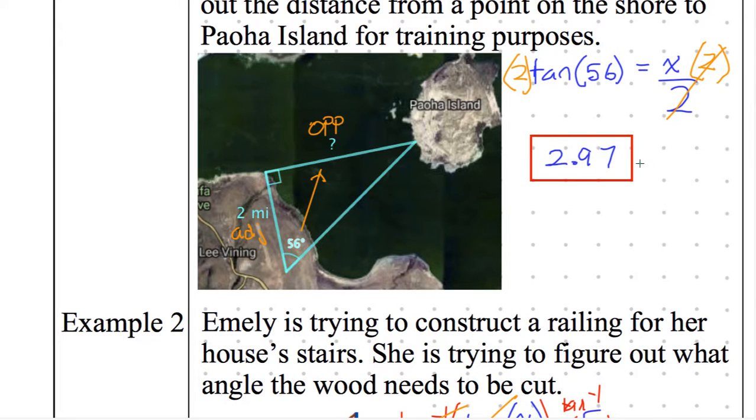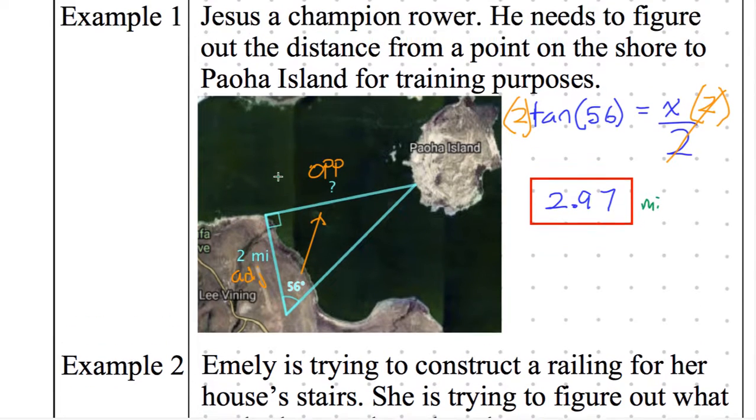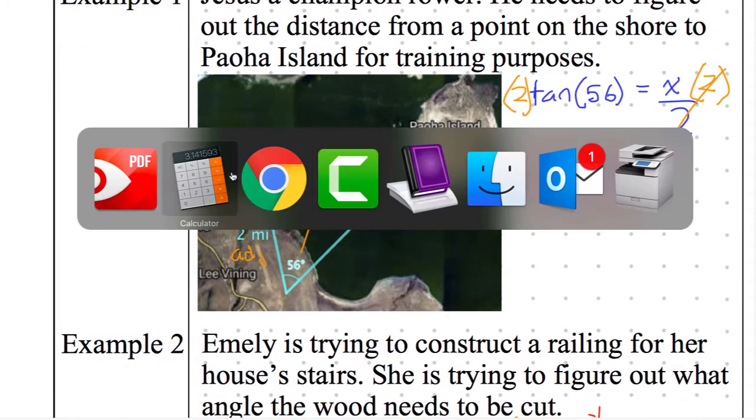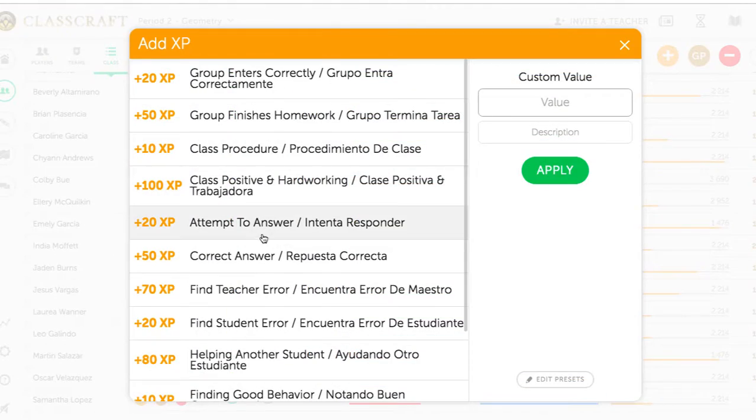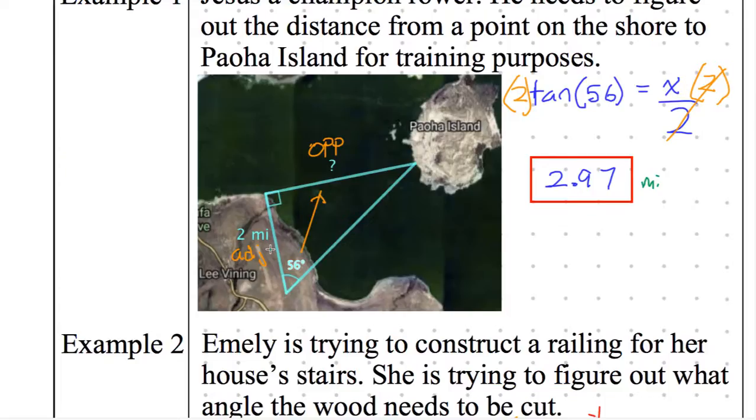Does anyone want to get some easy participation points? What were the units for this one? Jaden. Miles? It is indeed miles. That's a good way to get it, because it says miles right there. Do I get XP for that or no? You do. And you get your card in. Verification? All right. Are there any questions before we go on to the homework?